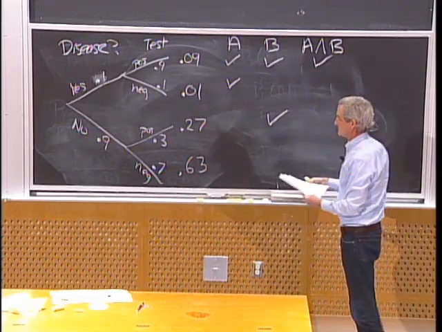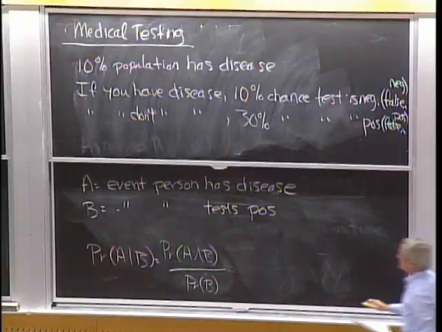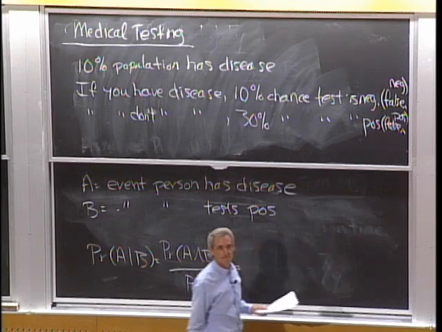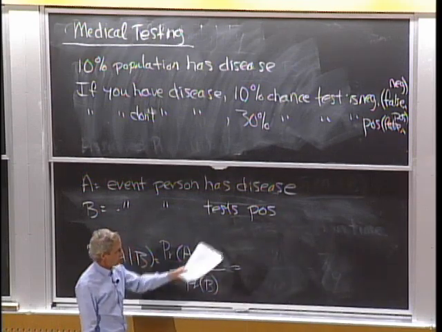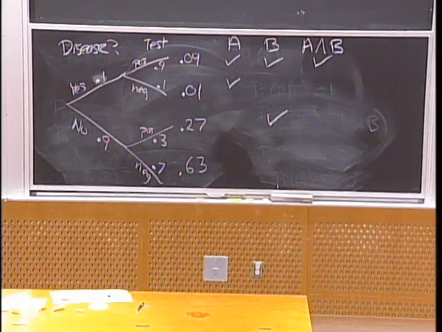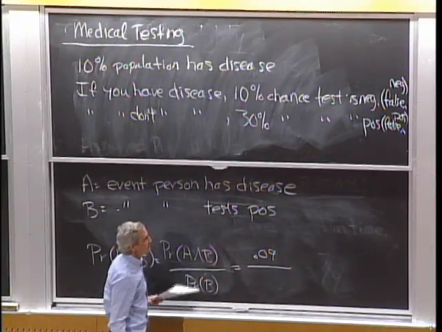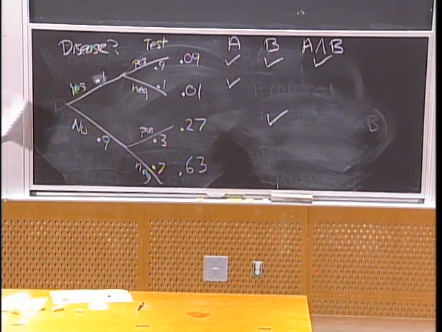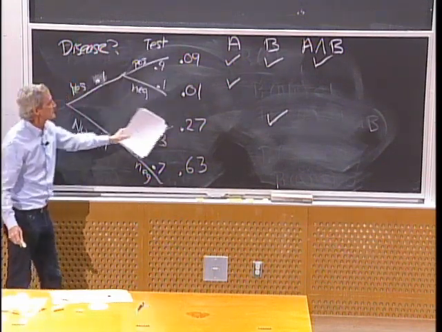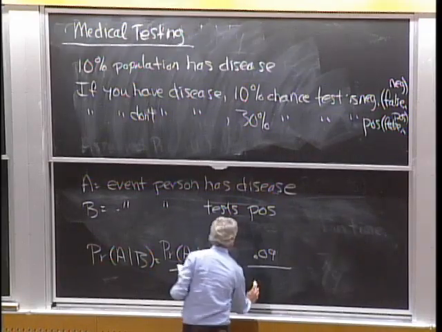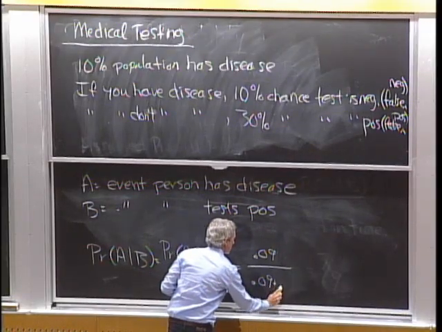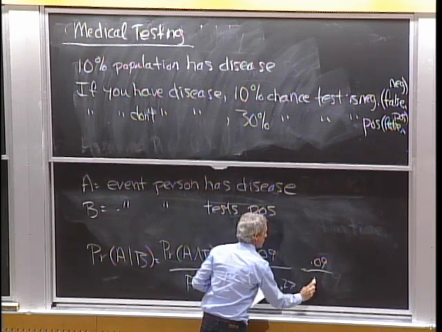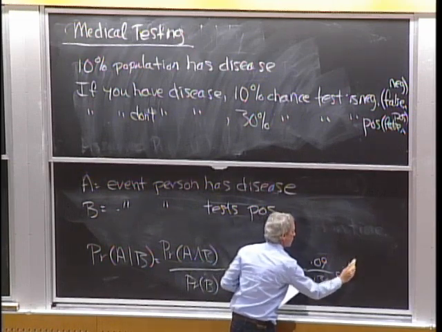All right, we're almost done. Let's just figure out the probability you have the disease. What's the probability of A intersect B? 0.09. It's just that one sample point. What's the probability that you tested positive? 0.36. Yeah, 0.09 plus 0.27, which is 0.36. So I got 0.09 over 0.36 is 1/4.